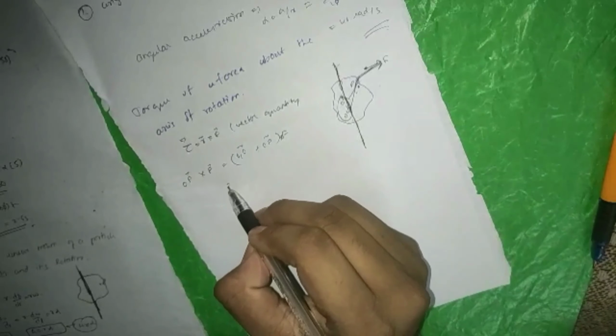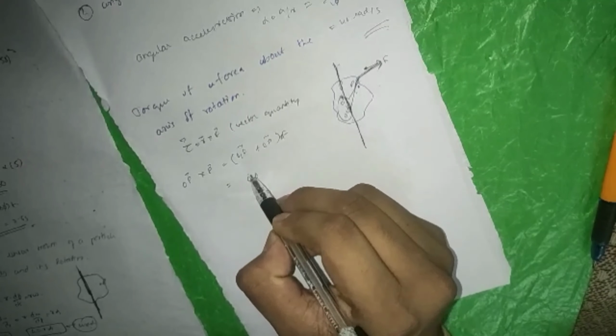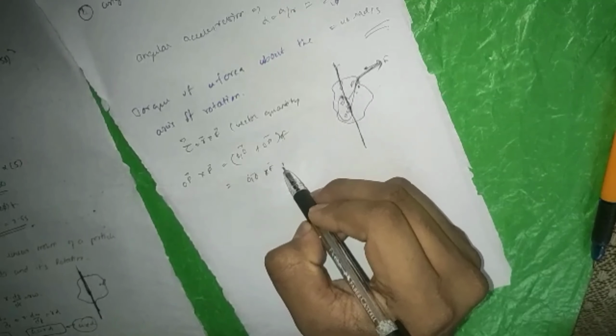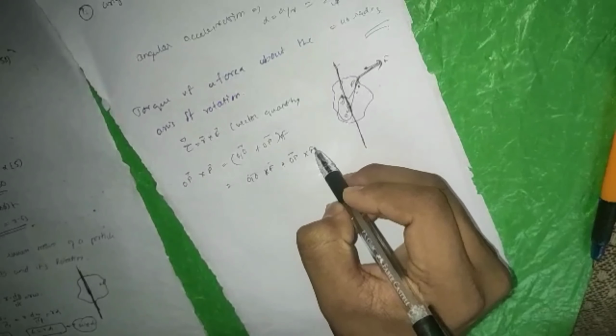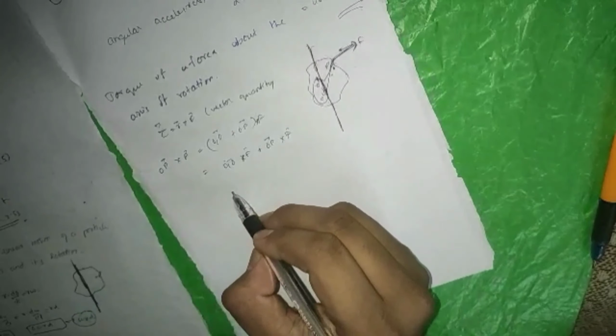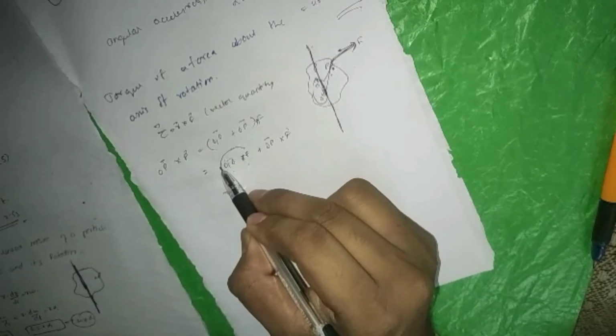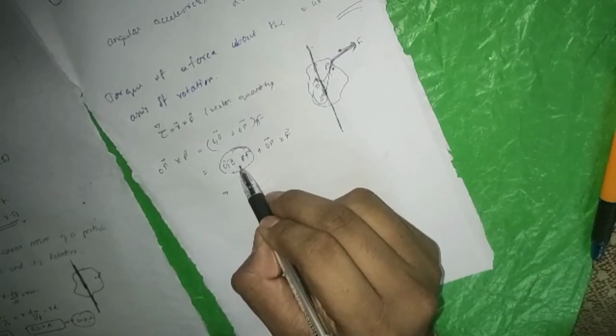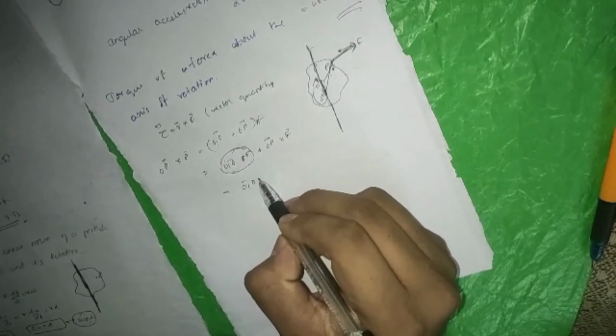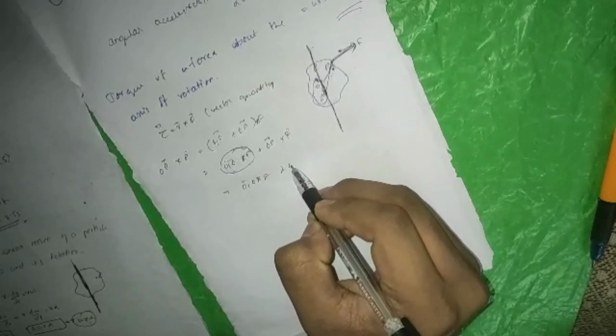This is the point, right? Now O dash O cross F bar plus OP bar cross F bar. Then what is happening here? O dash O cross F bar will be perpendicular to O dash O. How will it be perpendicular?